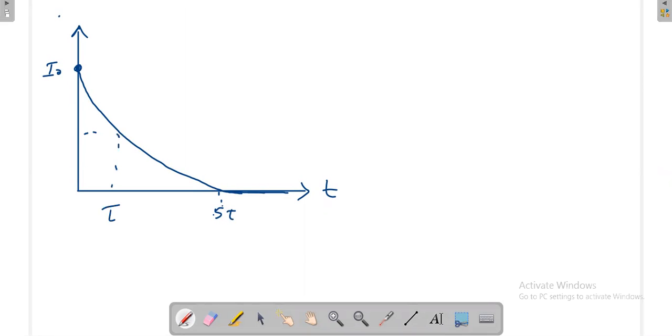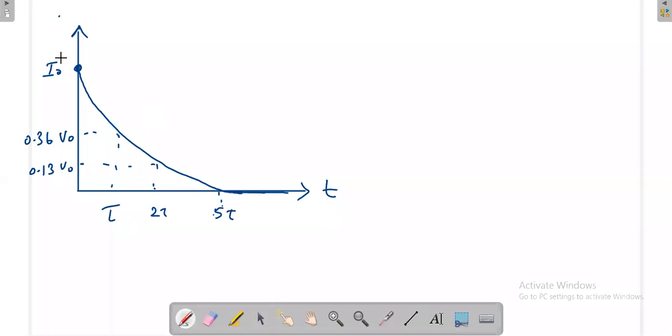What is happening at 2 tau? Same thing we have discussed previously. Again at tau, what happens? It will become about 36 percent of V naught. This is 13 percent of V naught. It comes something like that. Again, same concept.